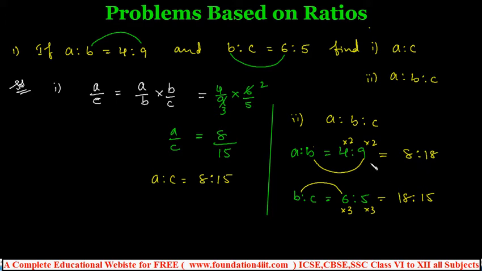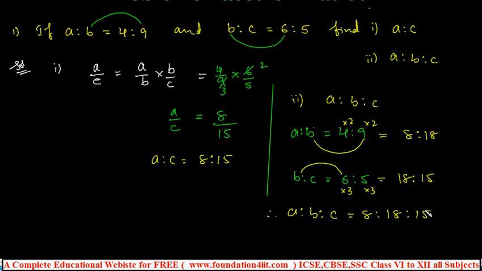Now B is the same, if you observe. So A is to B is not 4 is to 9; now it's 8 is to 18. And B is to C is 18 is to 15. Therefore A is to B is to C is 8 is to 18 is to 15. Now combined, if there is any simplification you can do, but these are even numbers and 15 is odd, so we can't simplify. So A is to B is to C is 8 is to 18 is to 15. We can solve in this way.